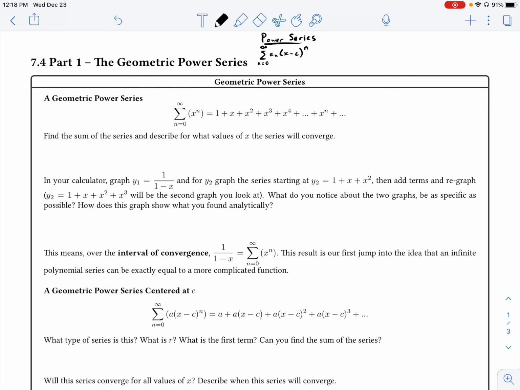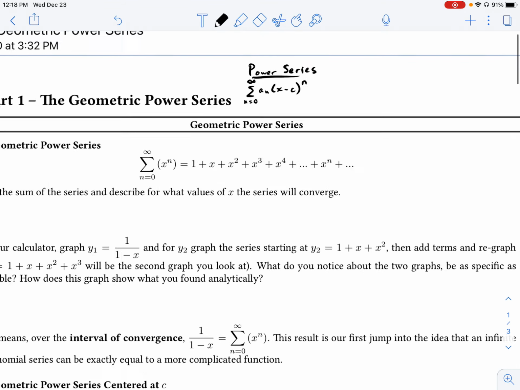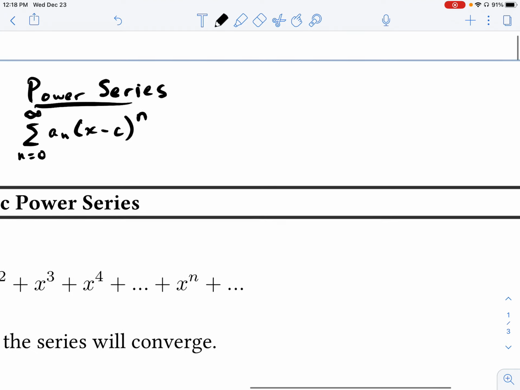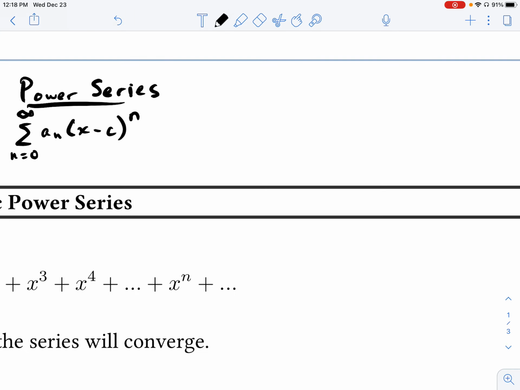We looked at a number of series so far, most recently infinite geometric series. Today, I want to discuss a power series, which is simply an infinite series that takes on the following form here. So let me just zoom in on this so you can get a sense of what a power series looks like. So a power series is a series that takes on this form.